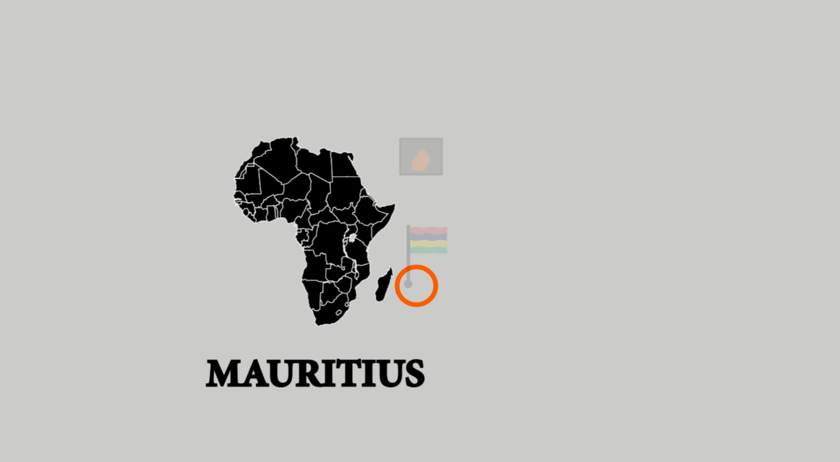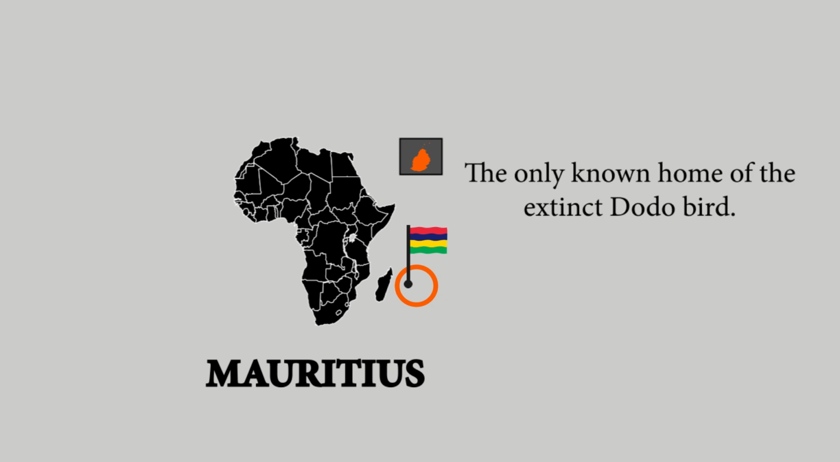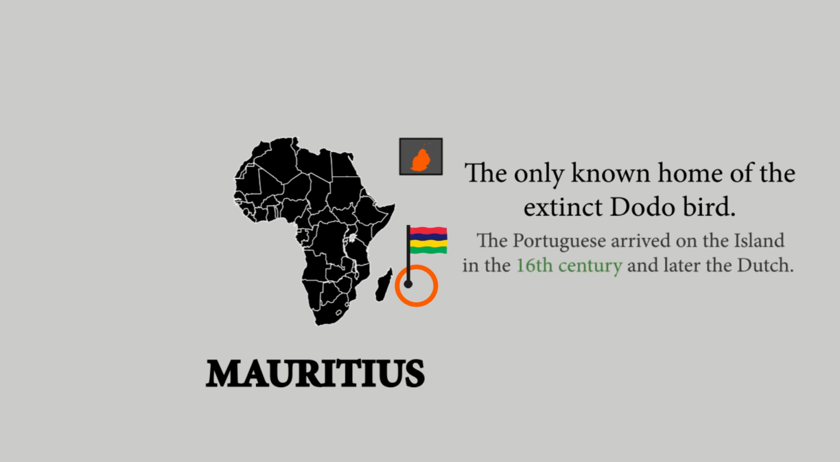Mauritius. Mauritius is an island in the Indian Ocean off the eastern coast of Africa, next to Madagascar. It was the only known home of the dodo bird before it went extinct. The island was uninhabited for several years until the arrival of the Portuguese in the 16th century and later the Dutch toward the end of the century.